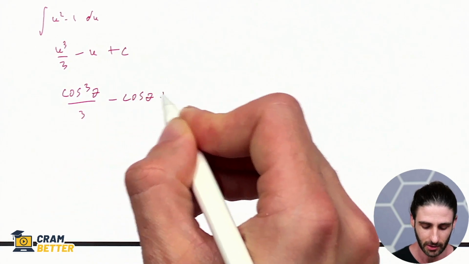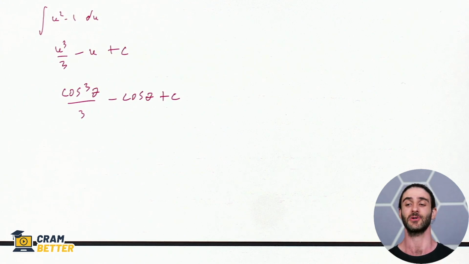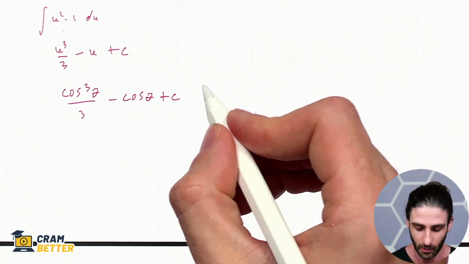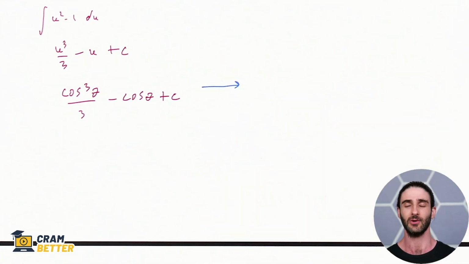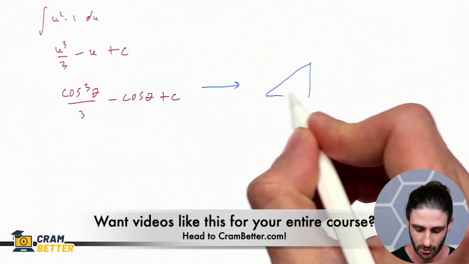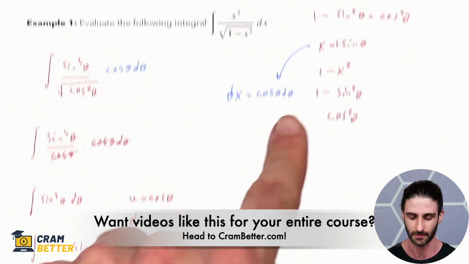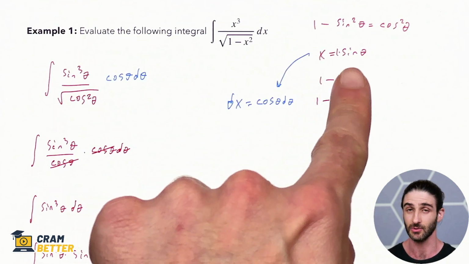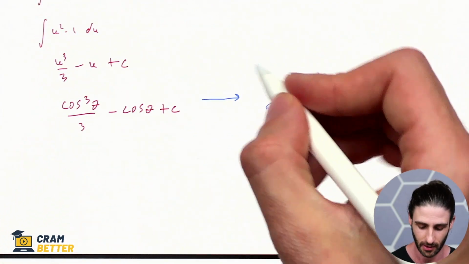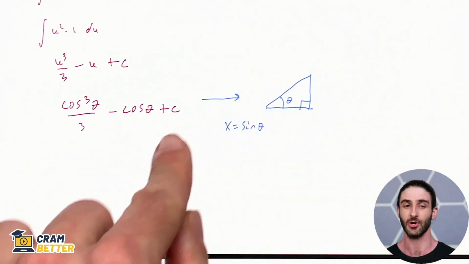Now, that's all well and good, but the problem is our original answer was in terms of x. So we have to put this back in terms of x, and this is where the last part of trig sub comes in. It's really important. We have to make sure that we draw a right triangle so we can actually find our trig functions in terms of x. So I'm going to draw a nice little right triangle here. This is theta, and I just bring down the original substitution. The original substitution was x equals sine of theta. So I'm going to write that over here. X equals sine of theta. And I just draw a right triangle based on that.